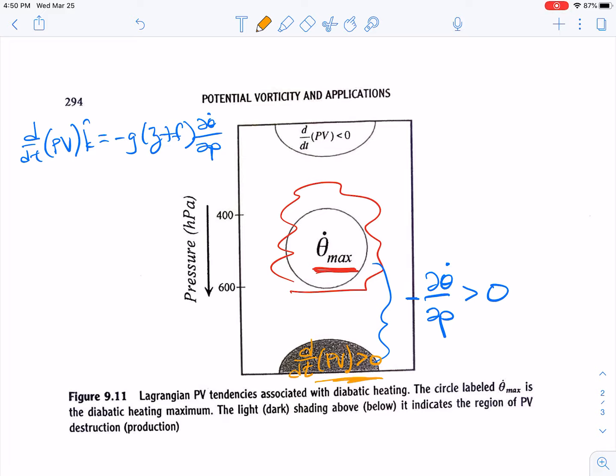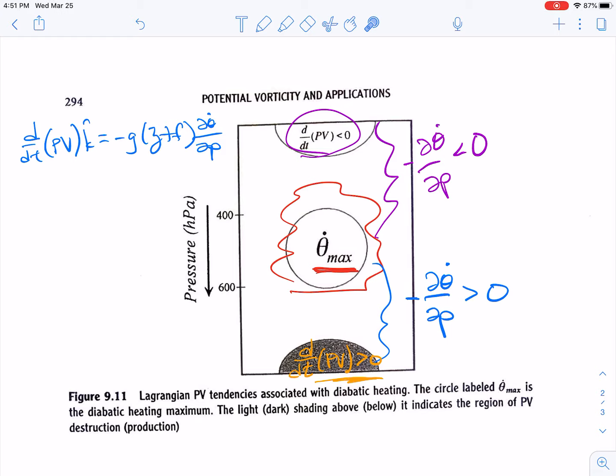Now let's look aloft. As we go up in the atmosphere, our sign of minus d theta dot dp changes, that this is now less than 0. Because as we are moving up, minus ddp is positive, but theta dot is now going from a maximum to something less. And so through time then, our PV is being destroyed above our maximum in diabatic heating. And so if we have our cloud here in the center, which we know is releasing latent heat into the atmosphere, we can generate PV below, create a stronger PV-like anomaly below, and we are going to destroy PV aloft.